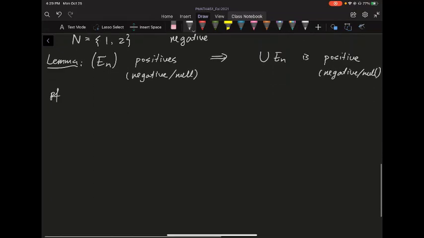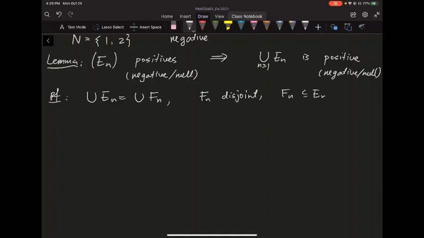So basically, I want to show that this union is positive. First of all, whenever we have a countable union of sets, so here everything is countable, I can rewrite this countable union as a countable disjoint union. So here I can write it as a union of some Fn, where the Fn are disjoint, and each of these Fn is a subset of En. Like we have already seen many times how to construct this Fn, so I'm not going to talk about that.